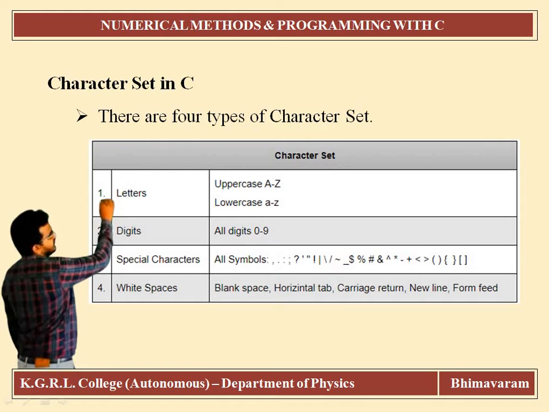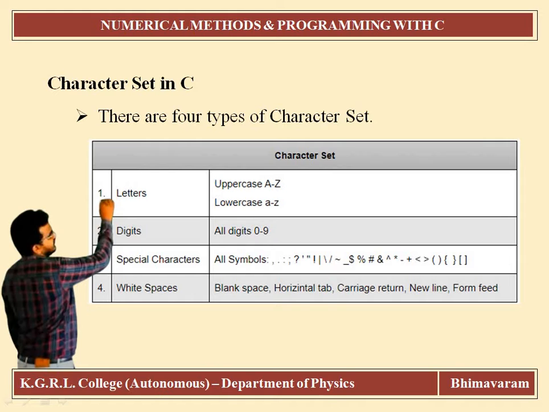First, alphabets, digits, special symbols, white spaces. Letters: C language supports all the alphabets from the English language, lowercase and uppercase letters together. It supports 52 alphabets: uppercase letters A to Z, lowercase letters small a to small z. Next, digits. C language supports 10 digits, which are used to construct numerical values in C language. What are the digits? 0, 1, 2, 3, 4, 5, 6, 7, 8, 9.